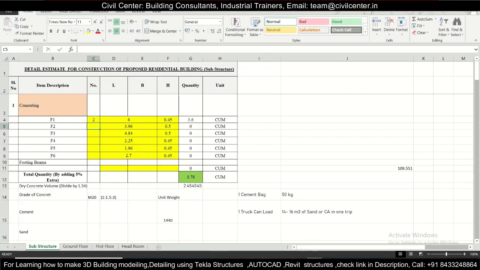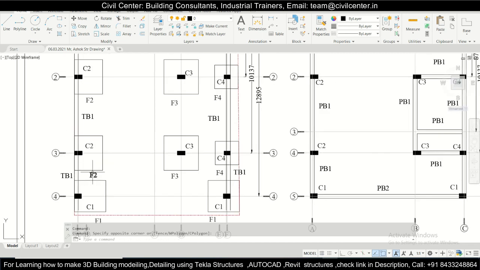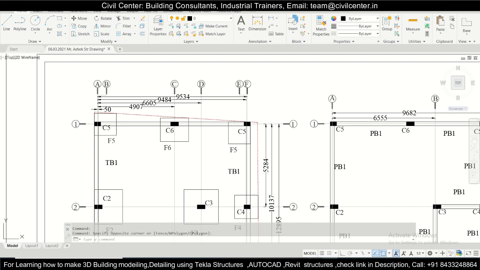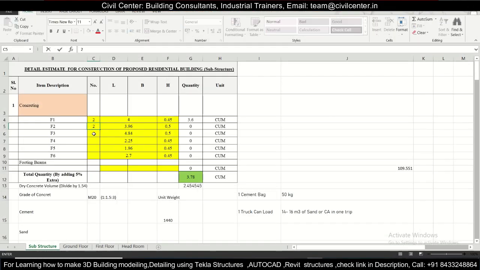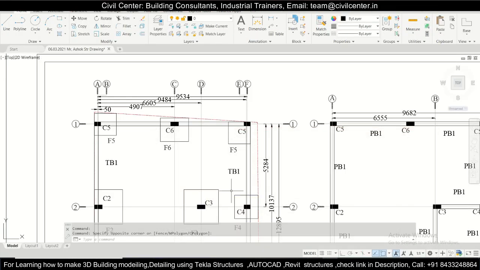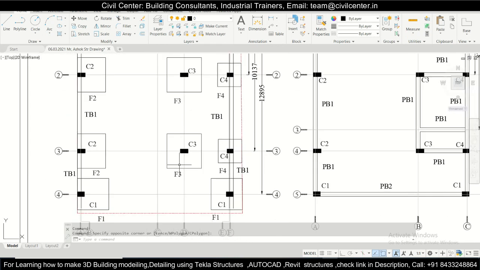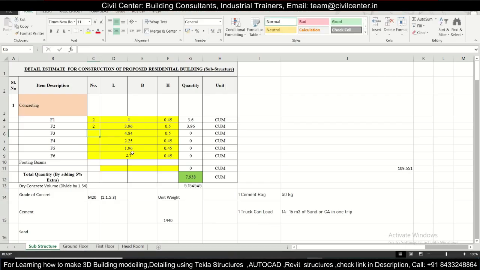And for the F2, let's find out how many F2 we have. 1 F2, 2 F2, and then 2 F2 we'll have. So 2 F2. And the F3, let's check how many F3 we'll have. We don't have any F3. 1 F3, 2 F3. Okay, we'll have 2 numbers of F3.